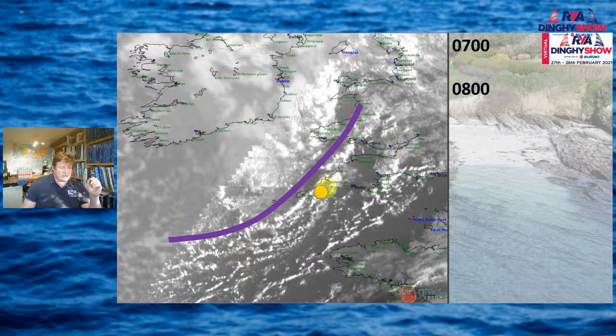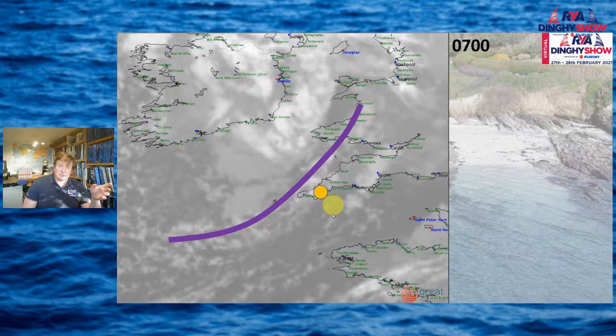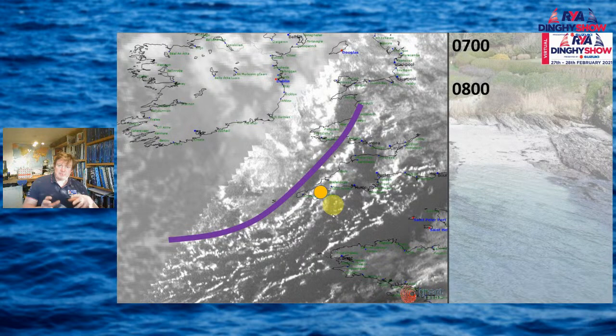The difference in the type of picture, by the way, is that was just thermal infrared because it was before dawn. And this is now actual visual images. So you can see a bit more detail with those. And then at 9 o'clock, you can see the front's moved all the way down to there.